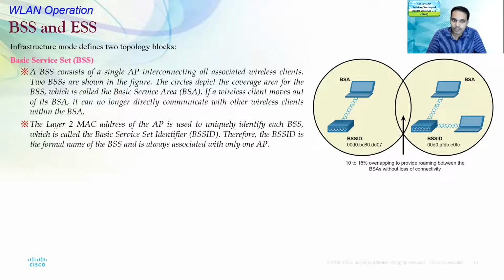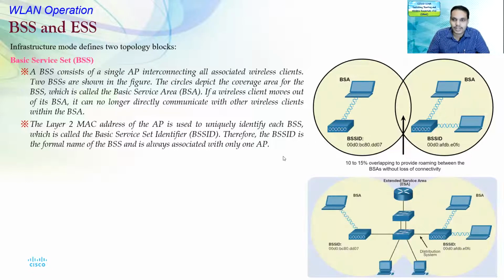If a wireless client moves out of its BSA, it can no longer directly communicate with other wireless clients within that particular BSA. The layer 2 MAC address of the access point is used to uniquely identify each BSS, which is called the BSSID, Basic Service Set Identifier. Therefore, the BSSID is the formal name of the BSS and is always associated with only one access point. So the MAC address of the access point is used to uniquely identify the particular basic service set.